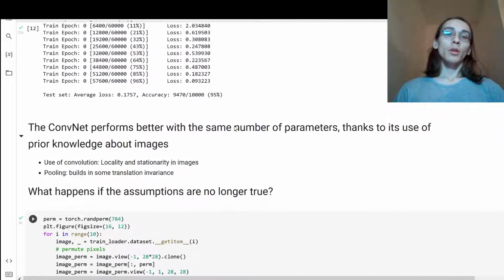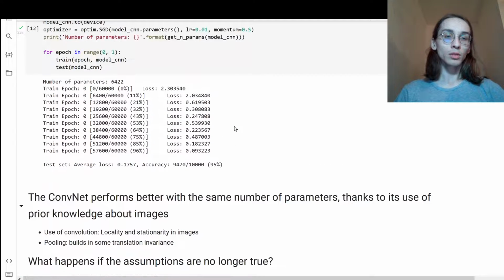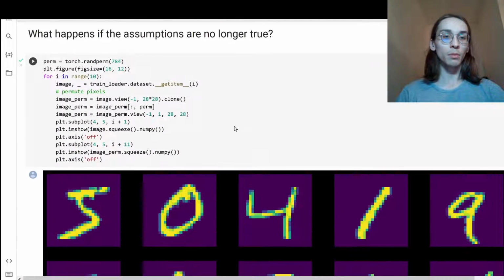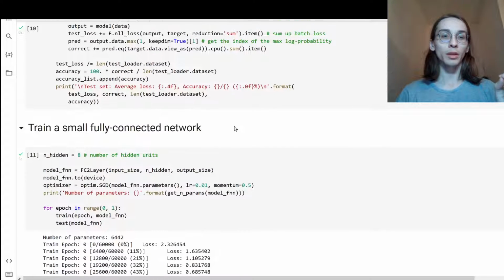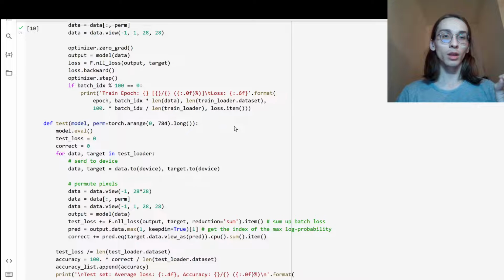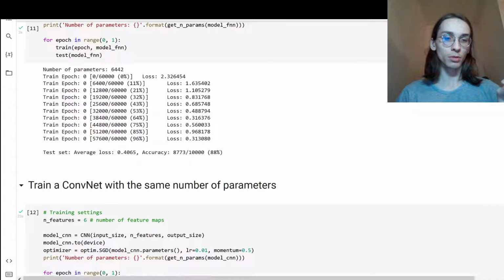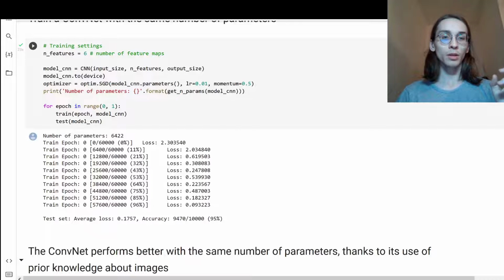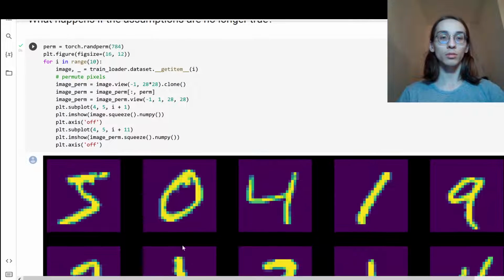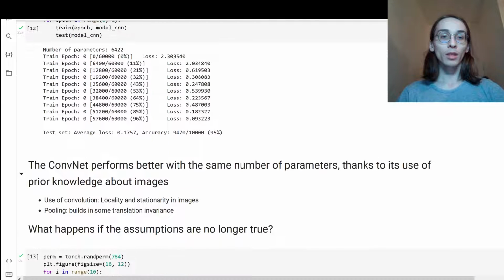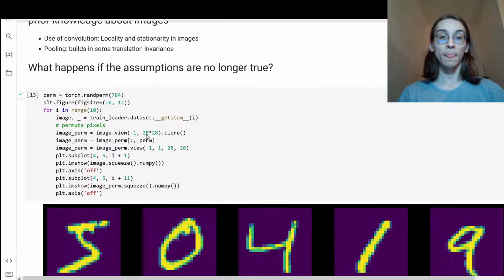Here in the notebook, he trains two models that have the same number of parameters, but one is a fully connected network, and the other is a convnet. You can see the number of parameters here, and here. First, he trains it on classical MNIST, right? And the convnet gets better accuracy, as we would expect.